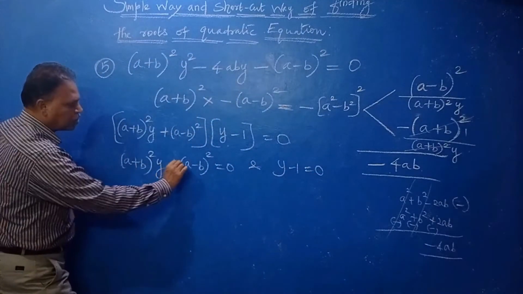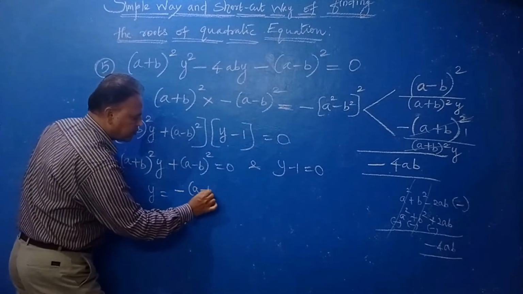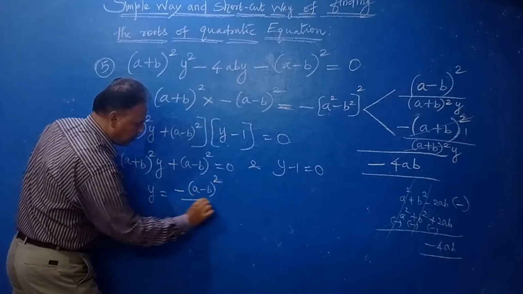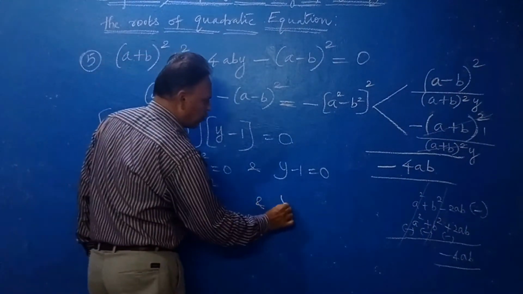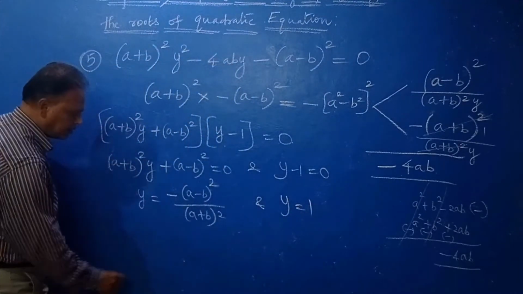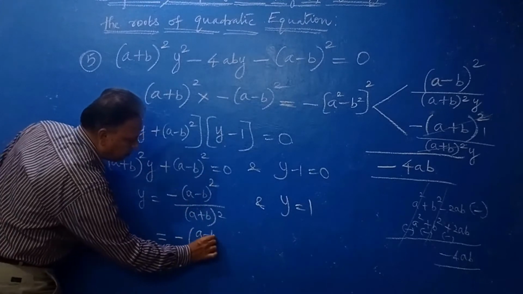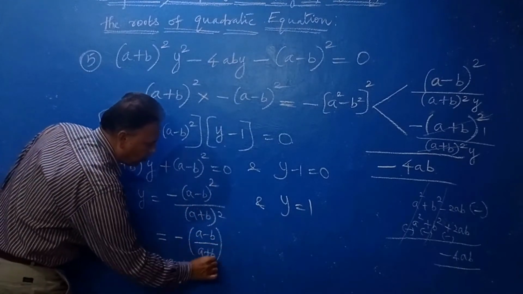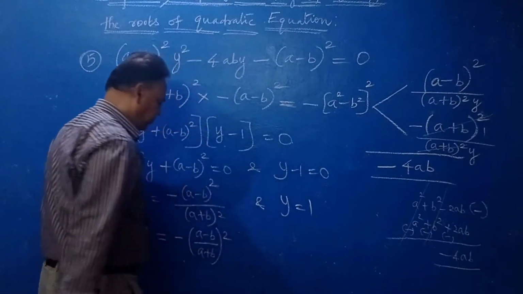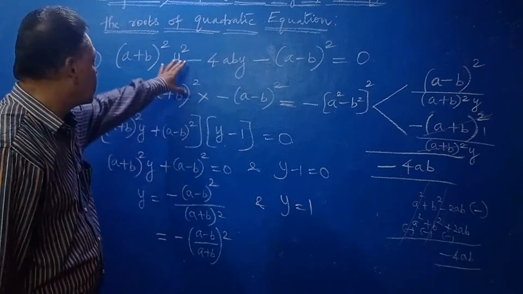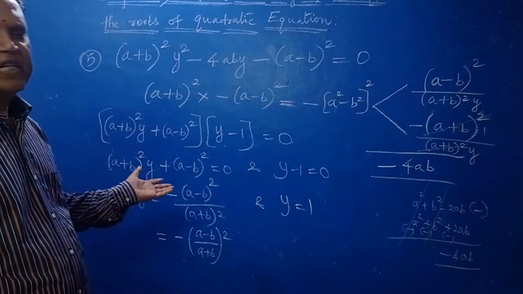Now bring this to the other side, then divide: y equals −(a−b)² divided by (a+b)², and here y equals 1. Therefore this can be written as −((a−b)/(a+b))², and y equals 1. So these two are the roots of this equation. So simply we can easily find them.